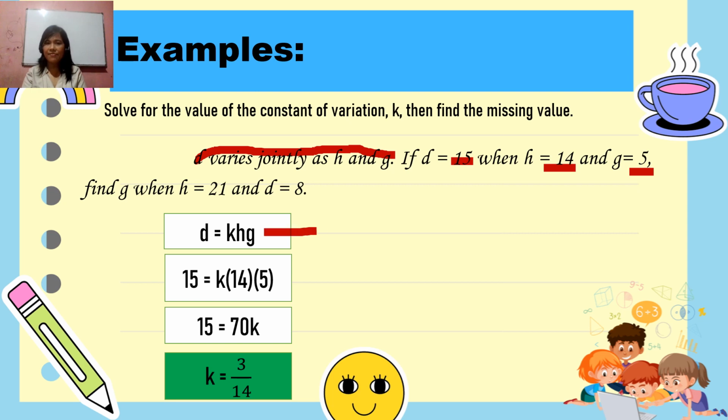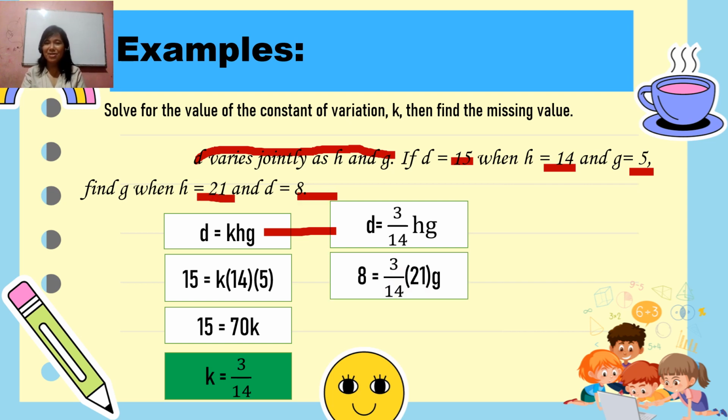Tapos, balik ka dun sa first equation mo. Palitan mo si K ng 3 over 14. Tapos, another substitution will happen. Okay, so H is 21 and D is 8. So, you're going to have 8. Bakit nandito ang 8? Dito ko nilagay yung 8 kasi D ang given. Yan. So, 8 dito, tapos yung H sa 21, tapos yung G ang pinapahanap. Kaya, andyan lang si G. Alright? So, here, 3 times 21, tapos over 14, that's equal to 63 over 14.